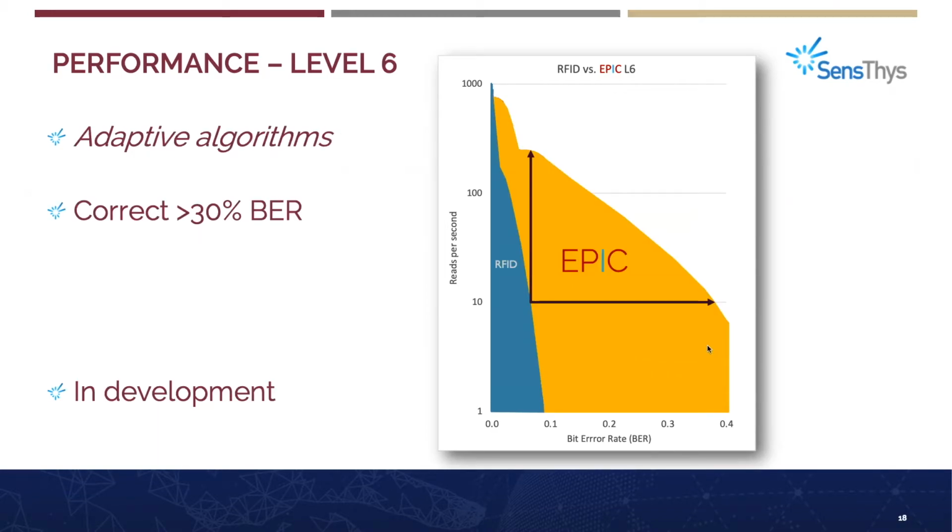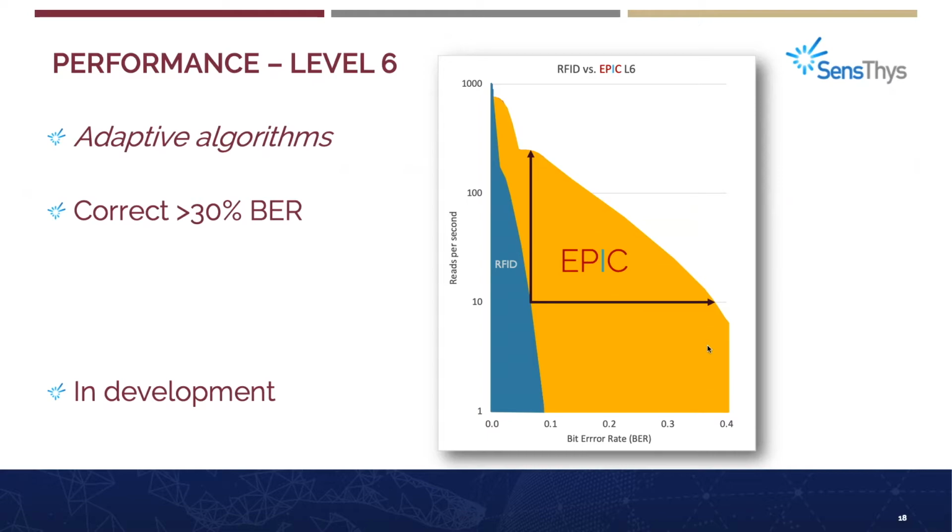In development, we have what we call level 6. And level 6 is adaptive. It's quite clever the way it works, and it really senses the noise in the environment and changes the error correction protocols on the fly to adapt to that. And what it really does is it pushes out the reader capability to incredibly high bit error rates. So we can have as much as 40% of the data, even more actually, corrupt, and we can figure out what the data is on the tag and verify that the data is correct.